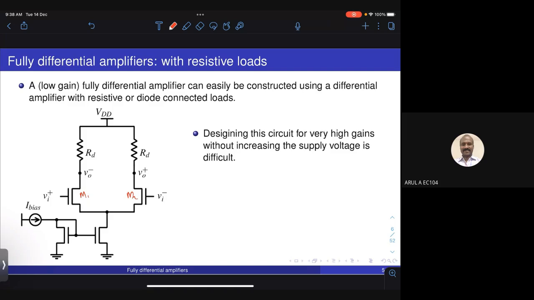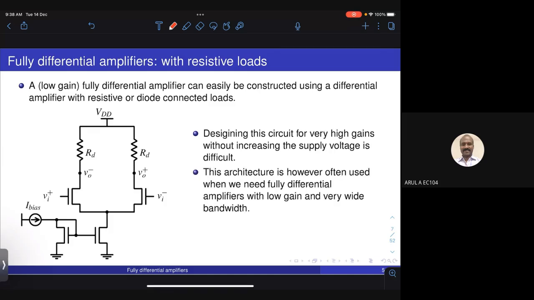So this is the most simple form of a differential amplifier, in which the input is differential and the output is also differential. This architecture is often used when we need fully differential amplifiers with low gain and very wide bandwidth. Okay, so you cannot make the gain of this very high. The gain of this is minus GM into RD. GM, of course, will be limited by how much current you can pump into the circuit here, and what is the maximum size of the input transistor that you can use.